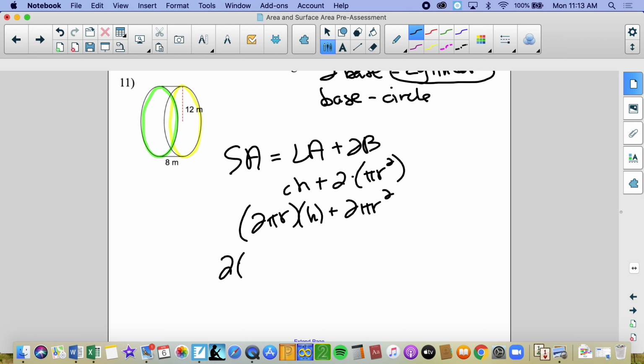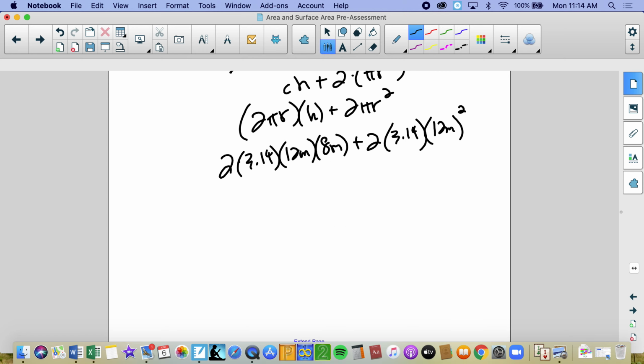2 times pi, we're going to use 3.14, times the radius, which is 12 meters, times the height, the distance between the two bases, 8 meters, plus 2 times pi, which is 3.14, times the radius, which is 12 meters, quantity squared. 2 times 3.14 is 6.28. 12 meters times 8 meters gives me 96 meters squared. 2 times 3.14 still gives me 6.28. 12 meters squared gives me 144 meters squared.